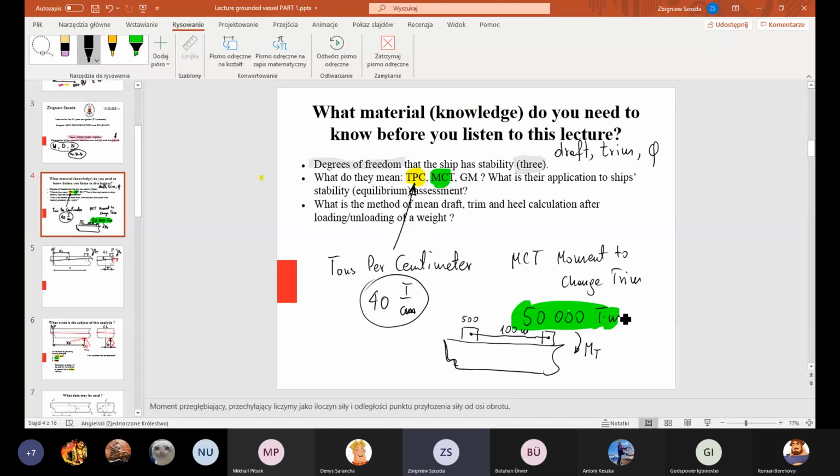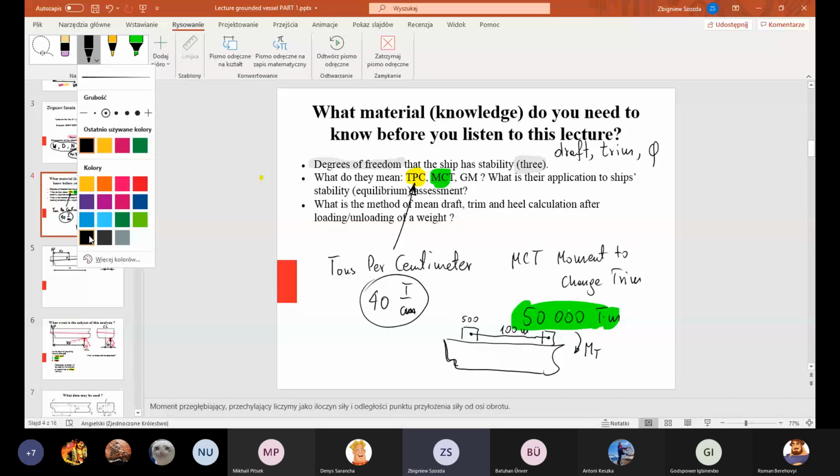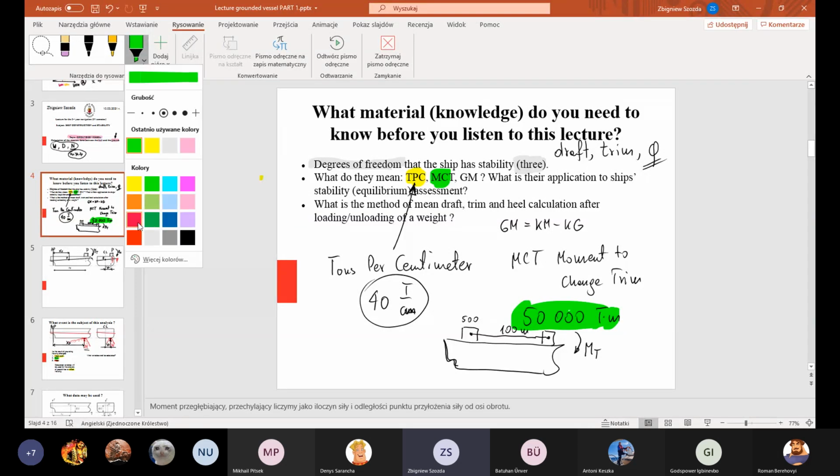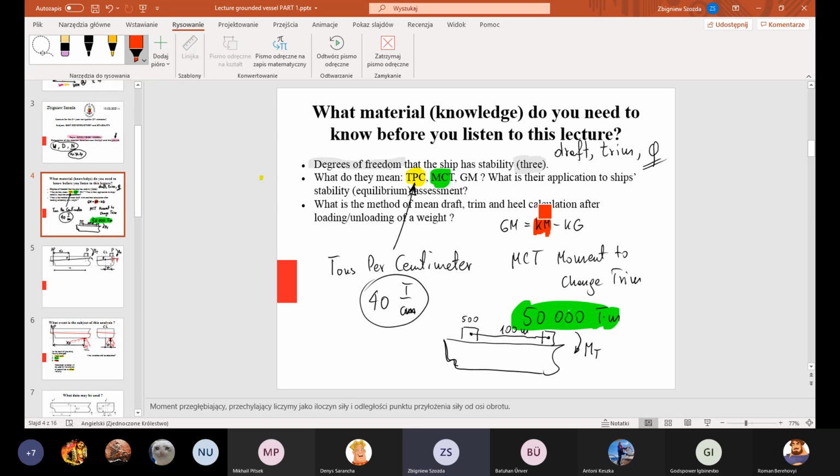This is the information. And maybe it will not be surprising that GM, the third degree of freedom, it is the distance between so-called metacentric point and the center of gravity. And GM is used for which purpose? For calculation of the angle of heel, or sometimes change of the angle of heel. And I will change color to red now. Red, okay. And put here in red color KM. So I have three variables: TPC, MCT, and KM.